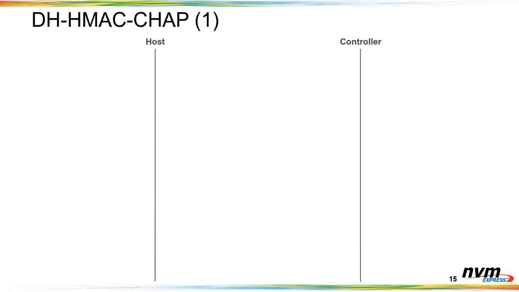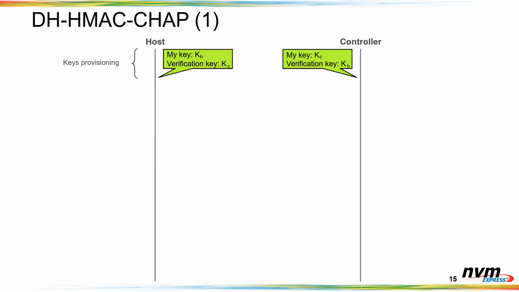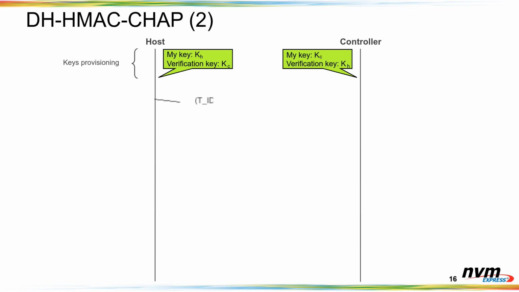Okay, we begin here. Host and controller. First step, as we said, is the key provisioning. We need to provision the host with the key of the host and a verification key of the controller to verify that the controller is really the controller who is claiming to be. The controller will have its own key, KC, and the verification key of the host, KH.